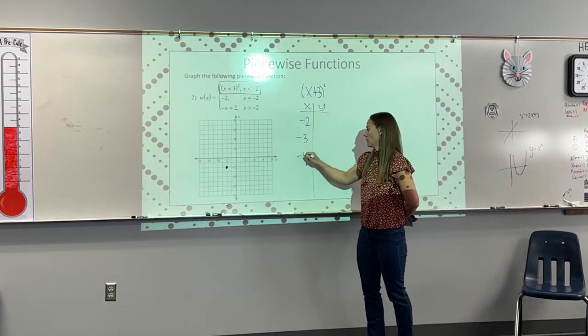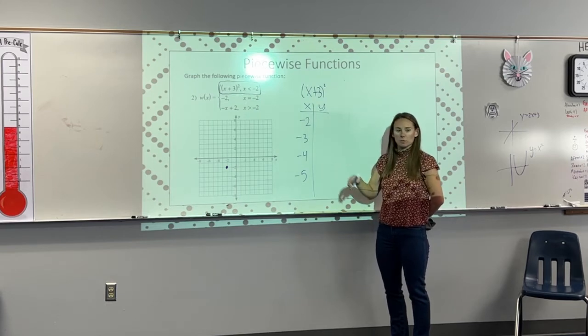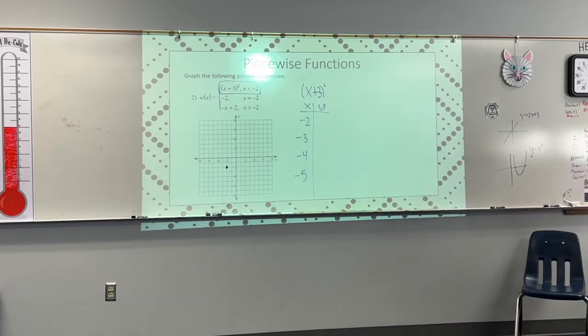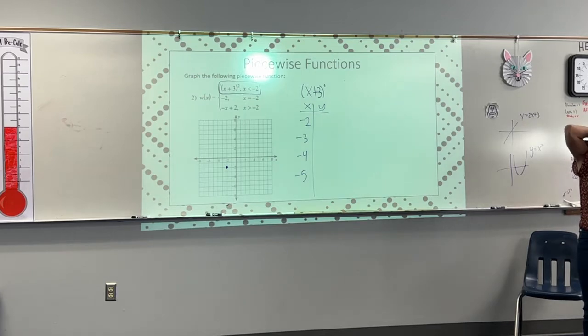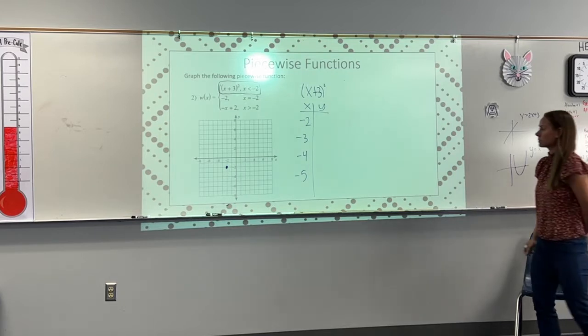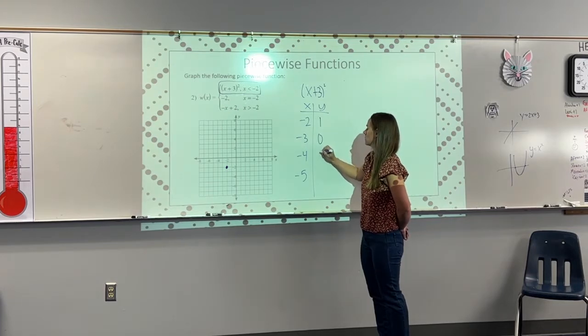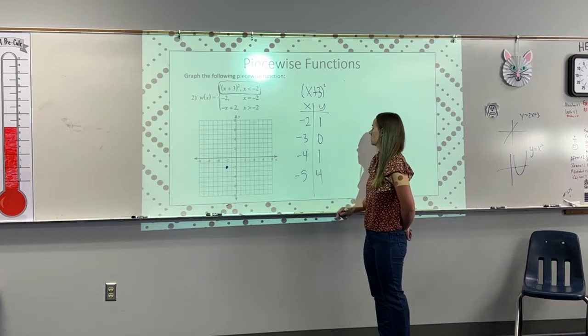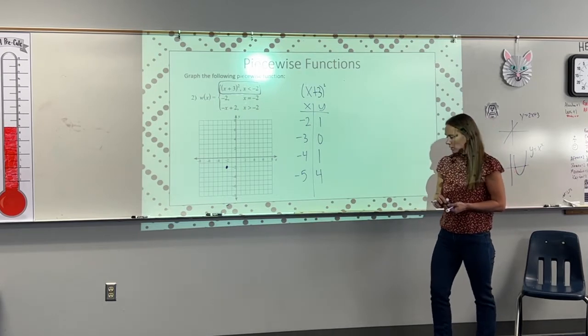Yep, -3, -4, -5. Okay, I want you to try this on your own. I want you to plug in these numbers into here and then spit out your y value. So go ahead and try that. Your answers check with mine. I got 1, 0, 1, 4. Okay, so now we're just gonna graph that.